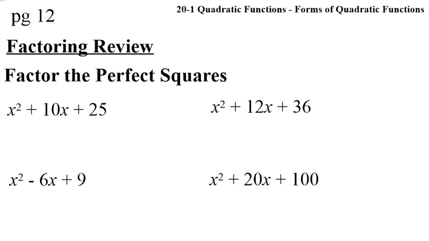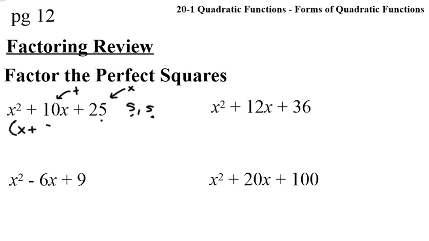So a perfect square, I'll talk about in a second. But to factor this, remember, when you have a simple trinomial, we need two numbers that multiply to the 25 but add to the 10. What is it? It's 5 and 5. Because 5 times 5 is 25, and 5 plus 5 is positive 10.